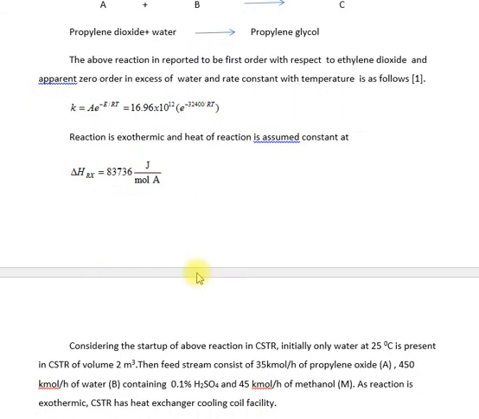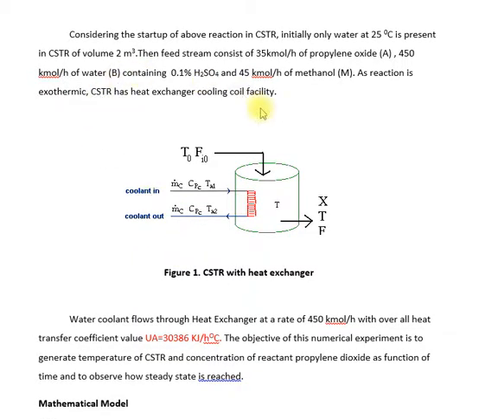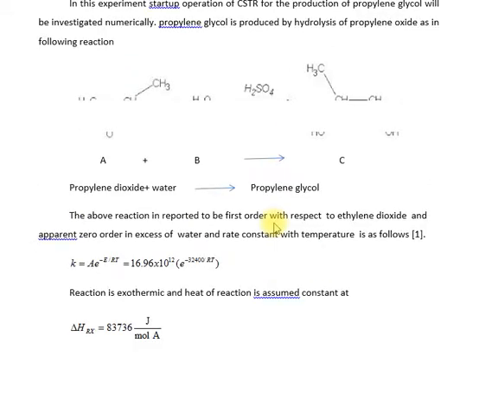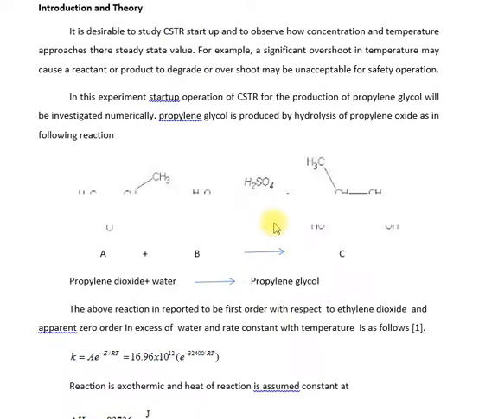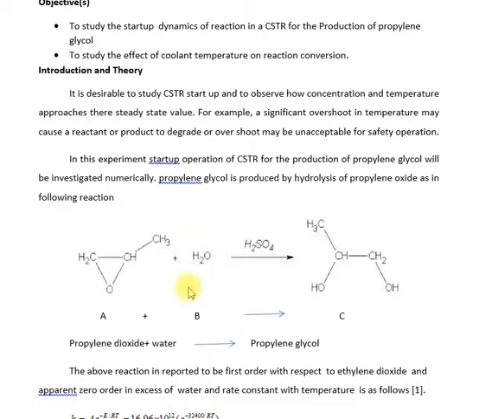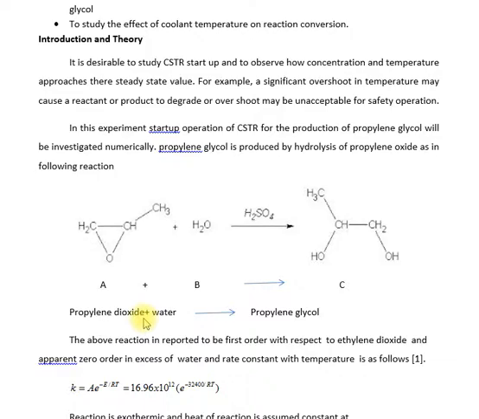So you have an exothermic reaction occurring in a CSTR. How are we simulating it? Suppose we have only water in this reactor, and water is one of the reactants. The reaction is first order with respect to propylene oxide and zero order with respect to water. It means water will be used in excess only.